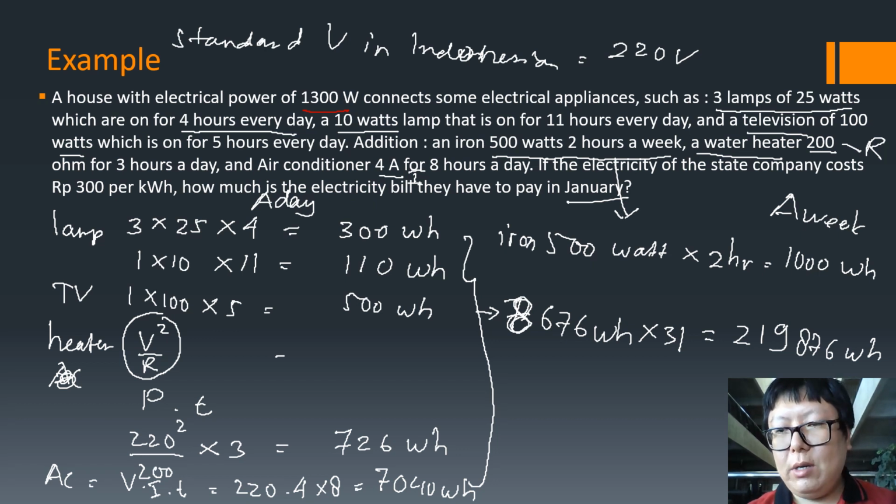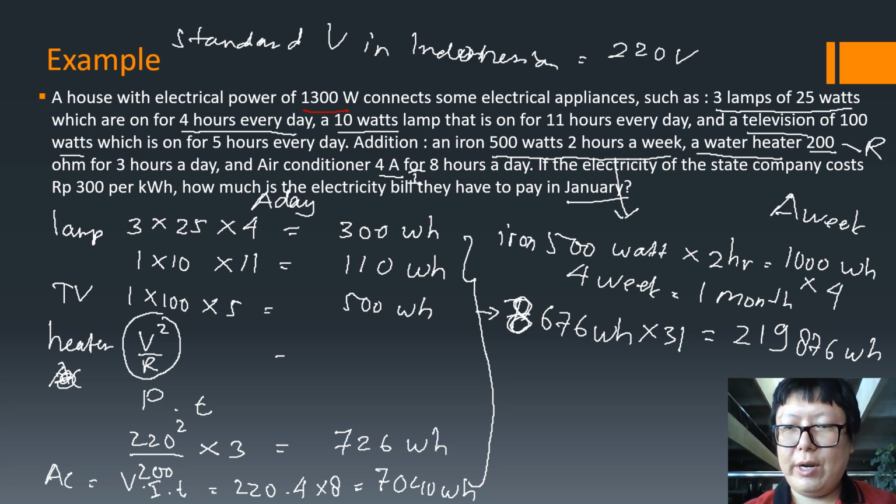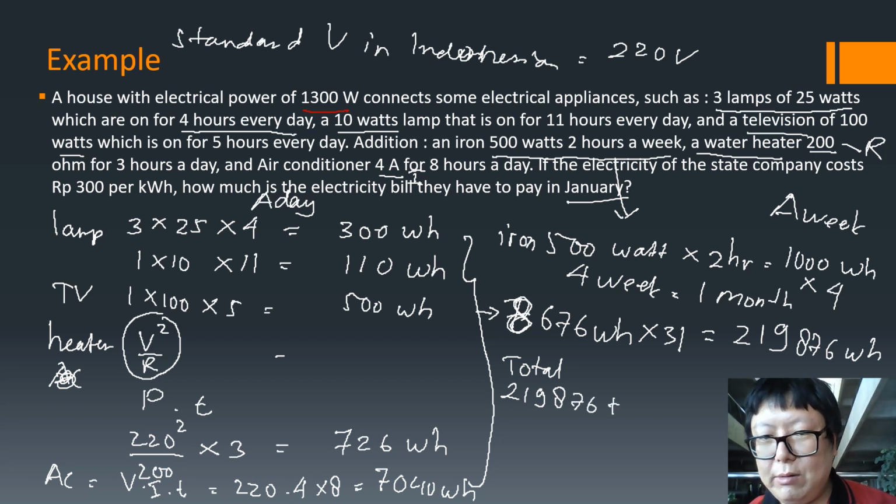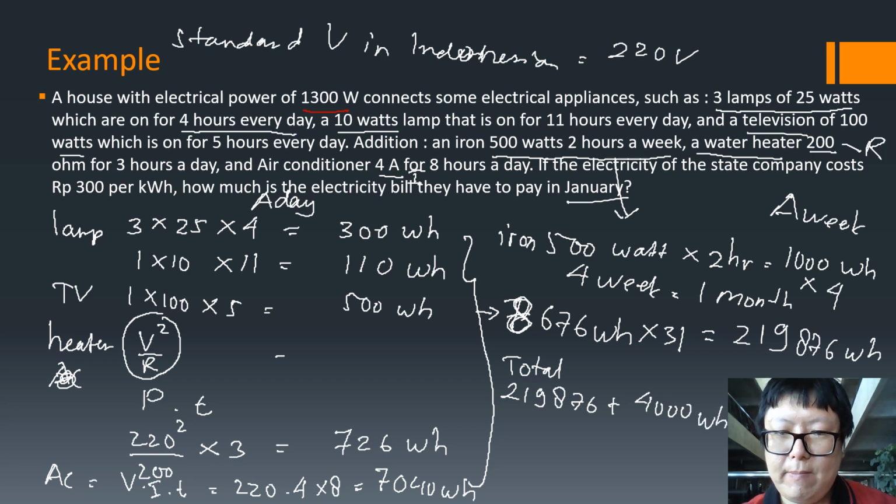Okay, but don't forget there is an iron here. So we assume that a week is equal to, I mean that for a month there are 4 weeks. This is our assumption, yeah. So you can times this by 4. Okay, so the total is 219,876 plus 4 times 1000, so you get 4000 watt hour.